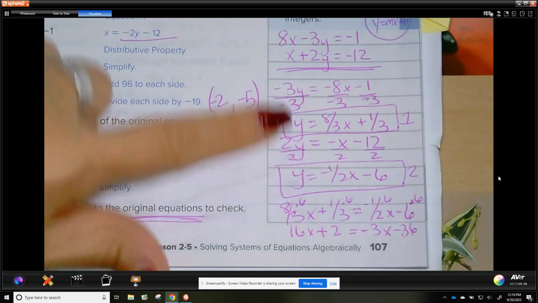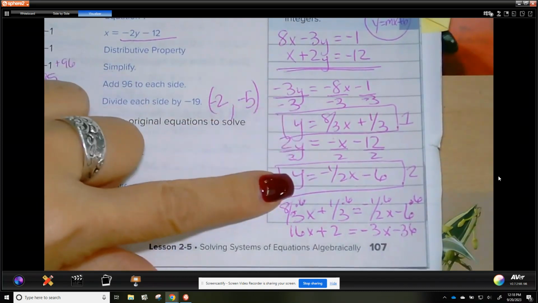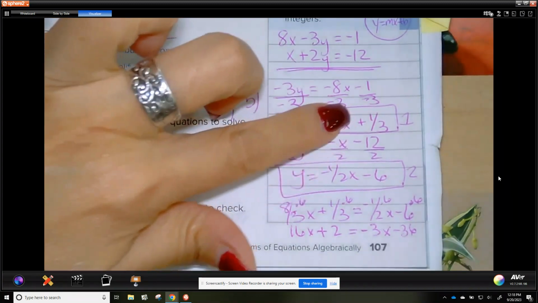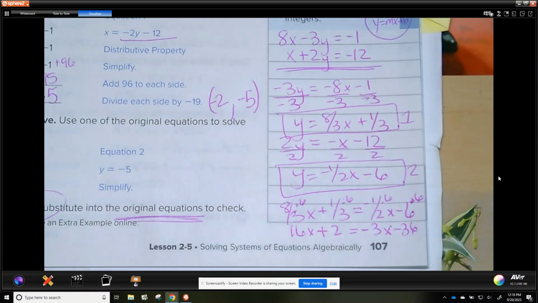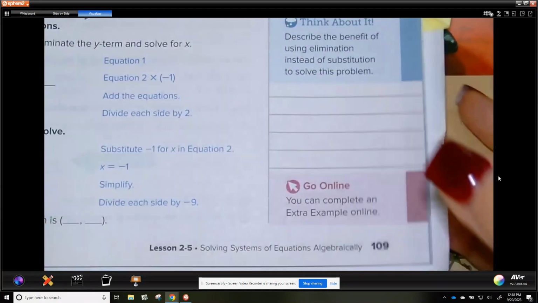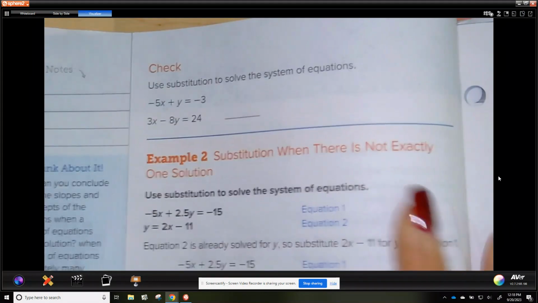Sometimes people think it's easier to use substitution this way. Get y alone, set those two equal. Since y equals that, I could just plug that in over here. Up to you. All right, let's do a check.